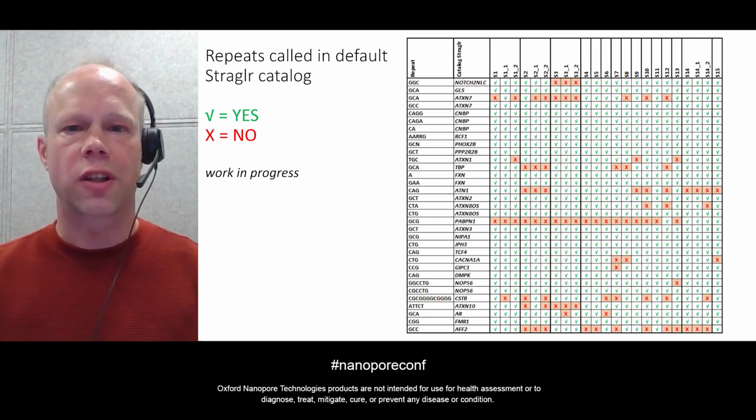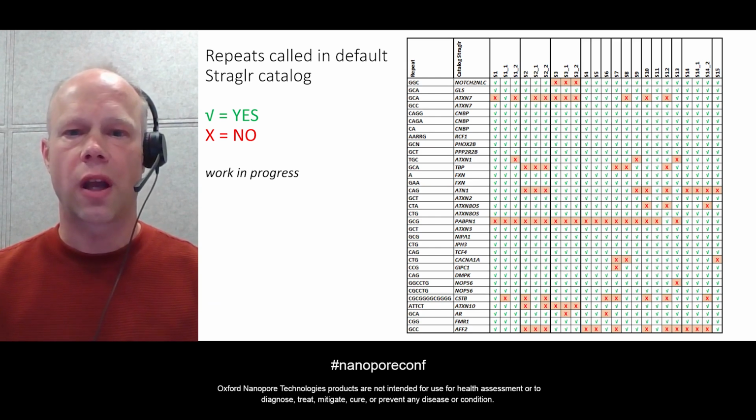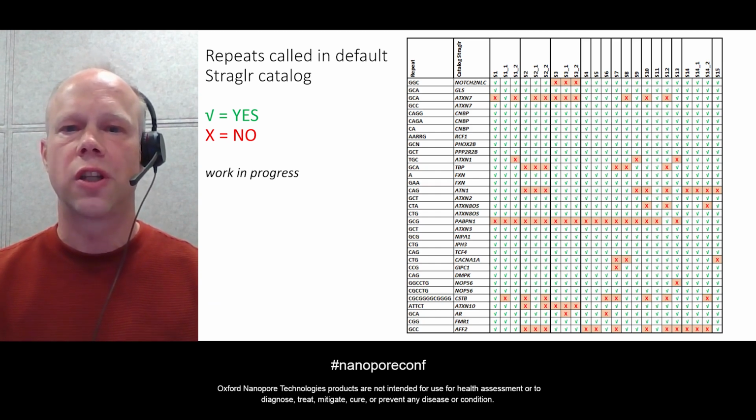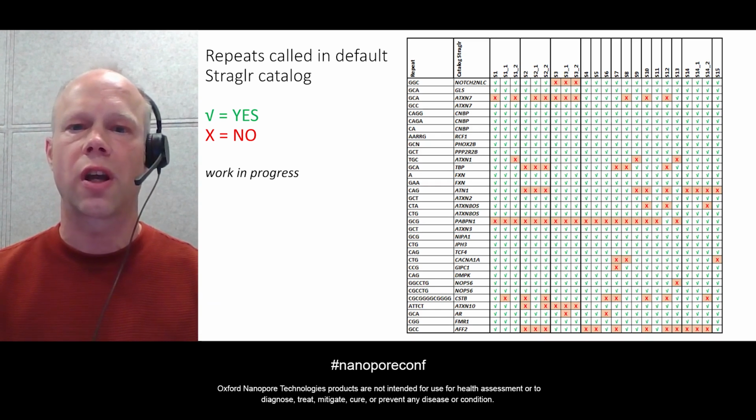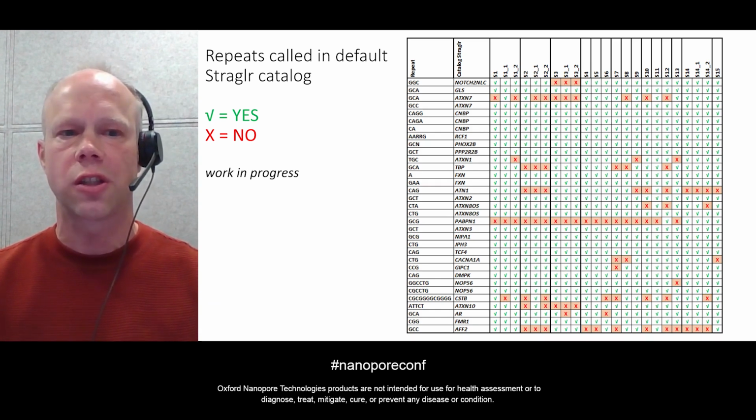Then we checked with the Straggler catalog. We see the genes on the y-axis and the samples on the x-axis. We check if a variant is called for each gene-sample combination, and we see that for most gene-sample combinations this is the case, but there are some issues to be solved, and this is work in progress.